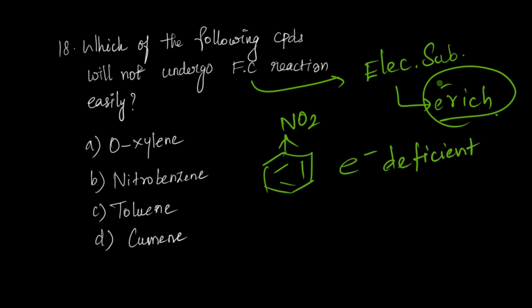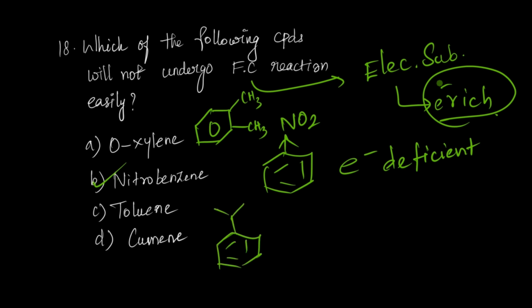So which makes it a little tougher for the incoming electrophile to attack. Okay, so without thinking about the others, you can go with nitrobenzene. For your information, I'm giving you that ortho-xylene is nothing but the 2-methyl substituted one, and cumene you know about, and toluene is C6H5CH3.